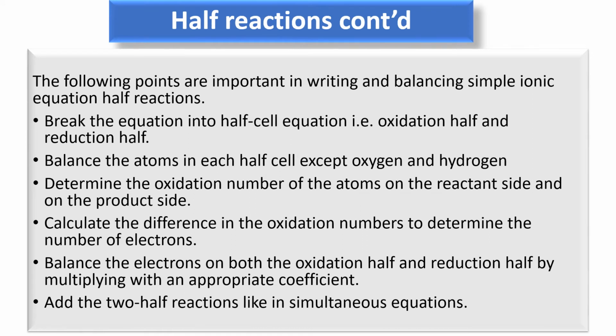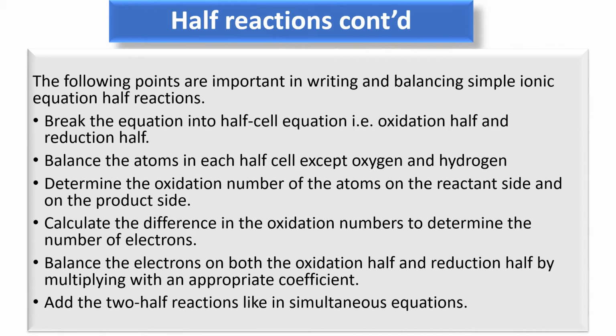So now when you talk about half reactions, what are the steps that you must follow when you are balancing a redox reaction using the half equation method? The first is you break that equation into half equations, that is, into oxidation half and reduction half. But before you do that, you must have the idea of what the characteristics of oxidation reaction are, and what the characteristics of reduction reaction are. Those are the things you use to break that equation into oxidation half and reduction half.